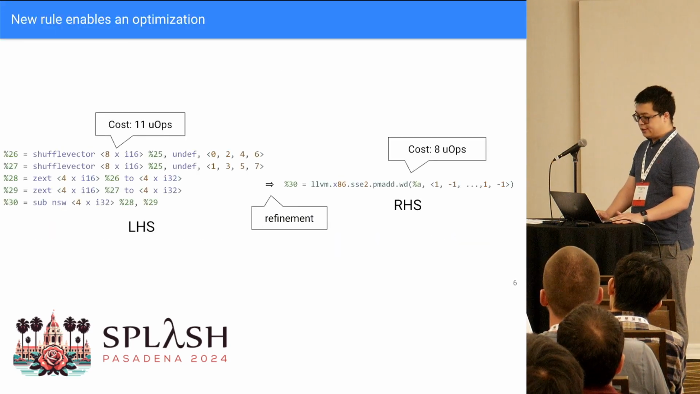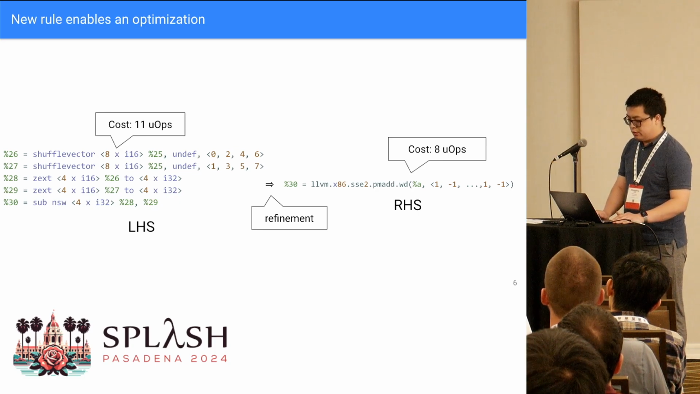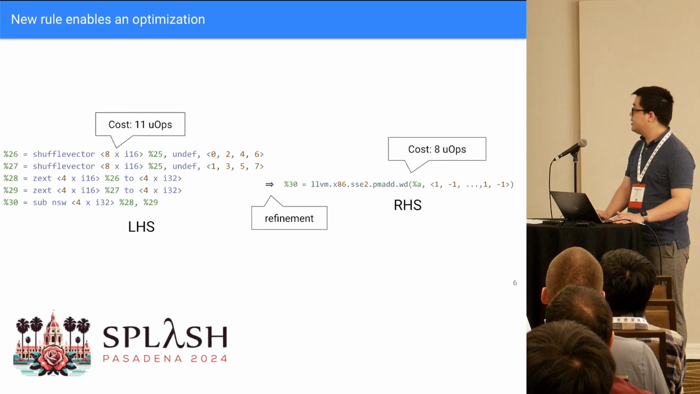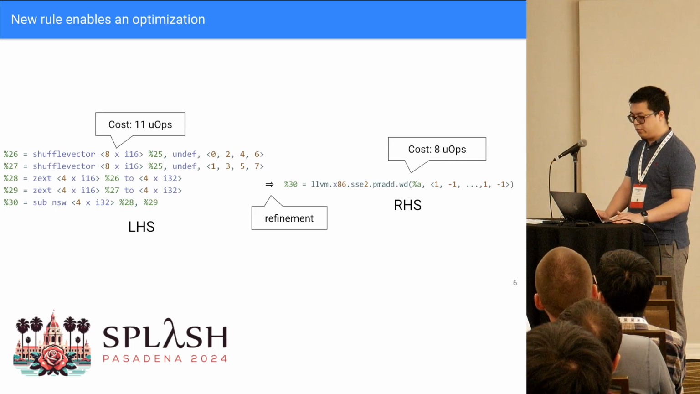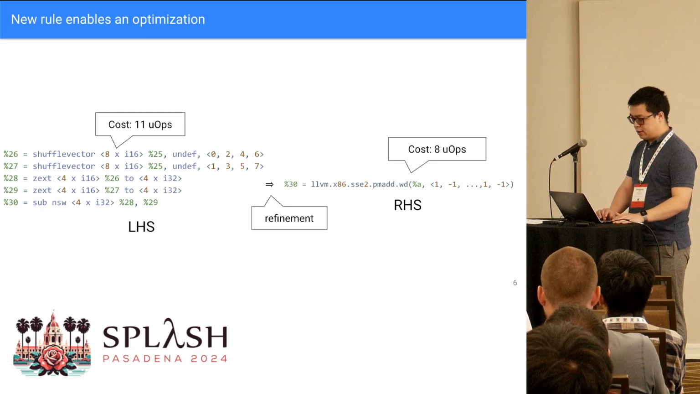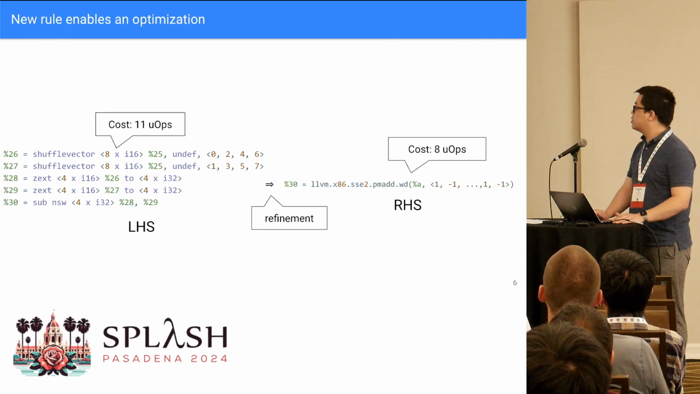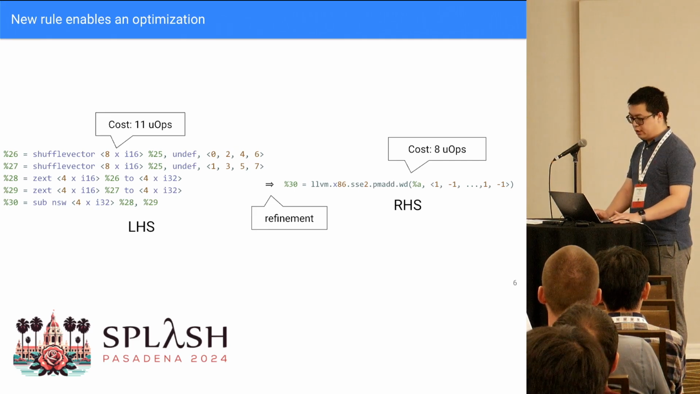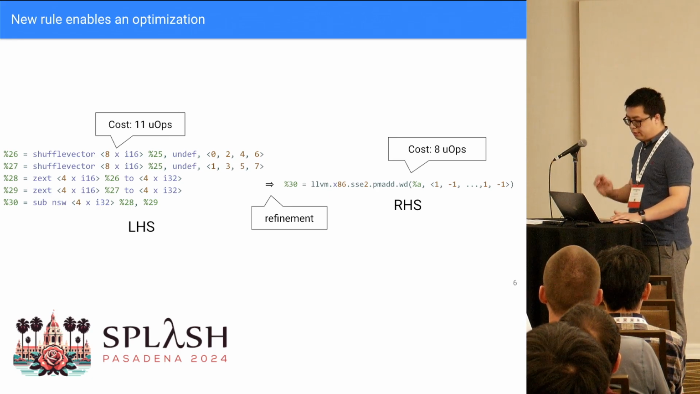So in this case, we need a rewrite rule, as this slide shows, to rewrite shuffle, zero extend, and subtract into an intrinsic call to PMADDWD. In this talk, we call the slower sequence, or the sequence found in the original program, the left-hand side, and we call the optimized version the right-hand side. The arrow in between denotes the refinement relationship.